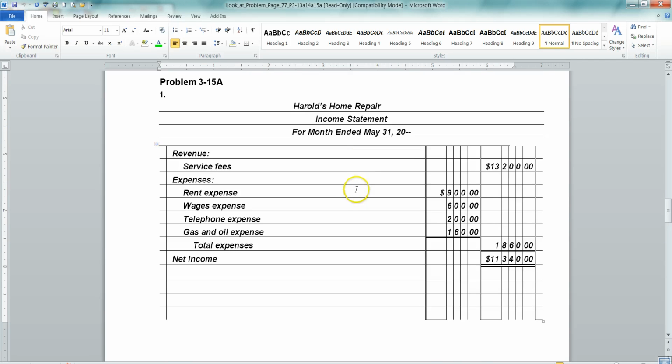Last and most important is we need to do the income statement. We list just our service fees and just our expenses. And that is our net income. Revenues less expenses gives you your net income or your net loss.